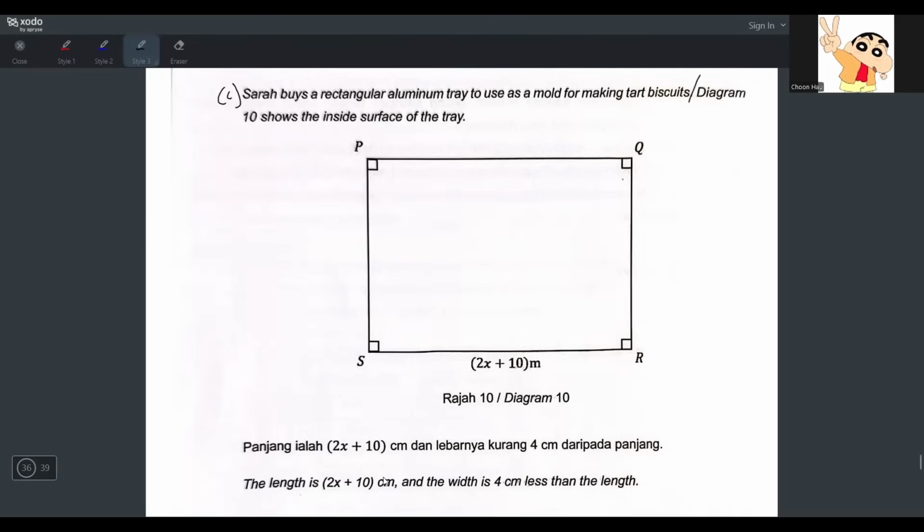Okay, I think they made a mistake here, because here they write m, but here they write cm. So I think this one should be in cm. Yeah, because it's a tray. Tray, I think you measure using cm. So yeah, they made a careless mistake here.